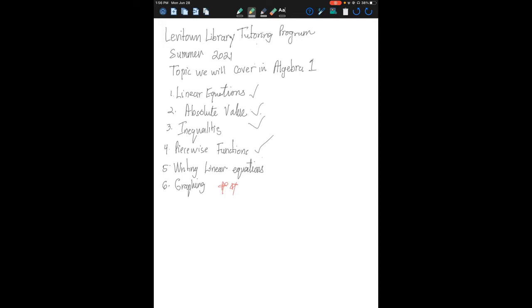Another thing we'll be going over in regards to graphing will be how to figure out an equation given a graph, whether it's a linear graph, an absolute value graph, a piecewise function graph, or an inequality graph. And I will be going over these 6 topics today. I will be going over graphing at the end because we are going to link those to all the topics that we have here. So let's start with functions and their graphs first.